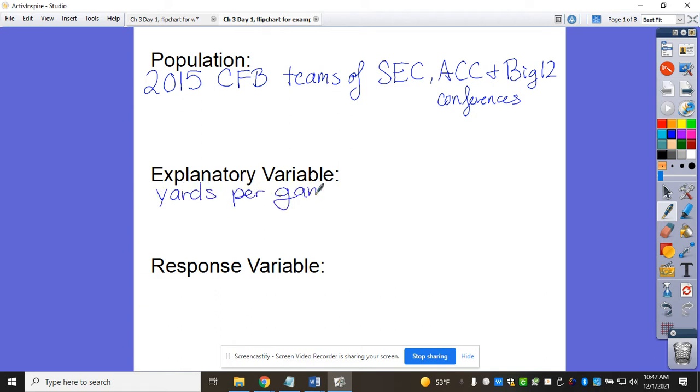If you have more yards, you're more likely to have more points. The more yards you get should increase your points, but getting more points shouldn't make you have more yards. So my response variable is points per game.